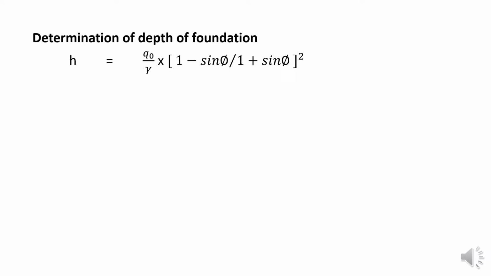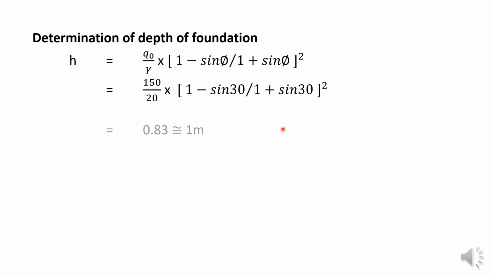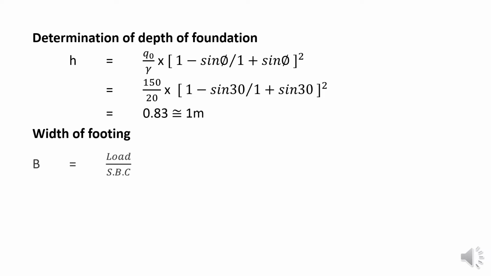First of all, we have to find out the width of the footing and the depth of the foundation. The depth we find using the relation H is equal to Q0 by gamma into ((1 minus sin phi) divided by (1 plus sin phi)) square. So 150 divided by 20 into ((1 minus sin 30) divided by (1 plus sin 30)) square will be equal to 0.83. So approximately we take a depth of the foundation as 1 meter. Then the width of the footing is B is equal to load divided by the bearing capacity of the soil. So 200 divided by 150 will be equal to 1.35.